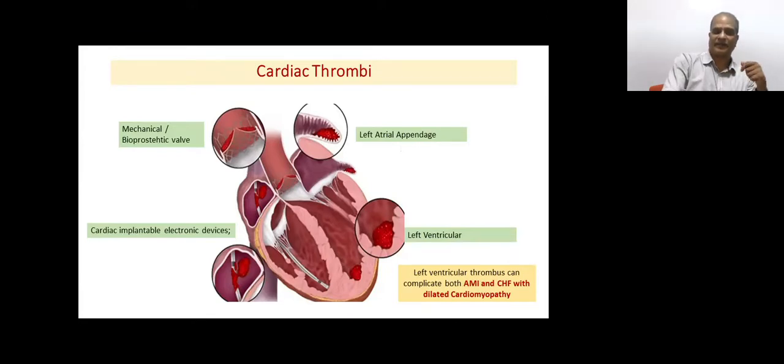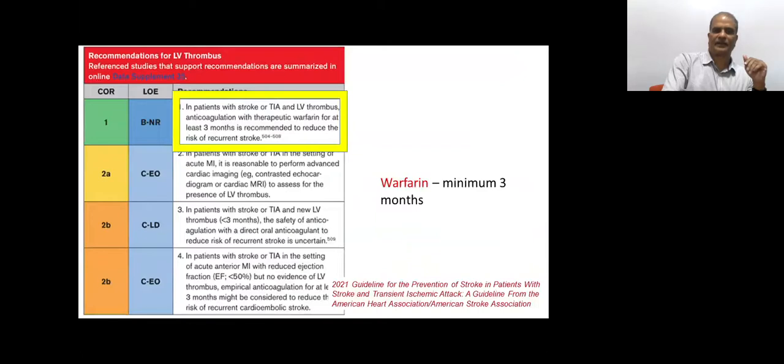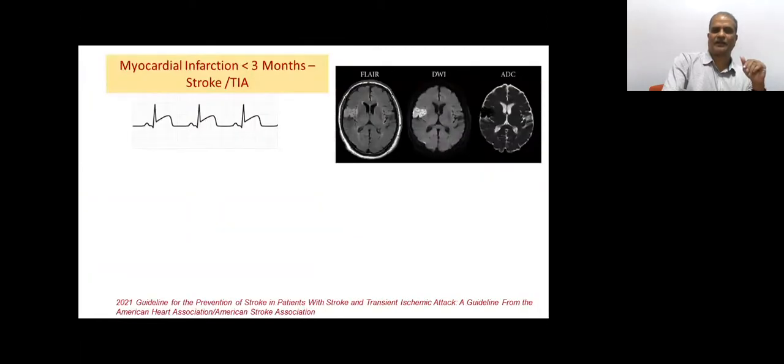And sometimes when you do a casual echo, you might miss it. And if there is a strong suspicion, you have to do other imaging like cardiac MRI, etc., to pick up these thrombi. So the latest recommendation is that you have to treat them with oral anticoagulation. And here you have to use warfarin, not any other oral anticoagulant, for a minimum period of 3 months, reassess and then decide whether to stop or not. So this is from the latest 2021 guidelines. Now what about DOACs? They have not been studied in this particular condition. Now what about a patient coming with a heart attack?